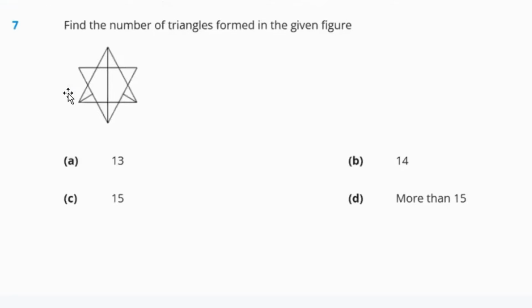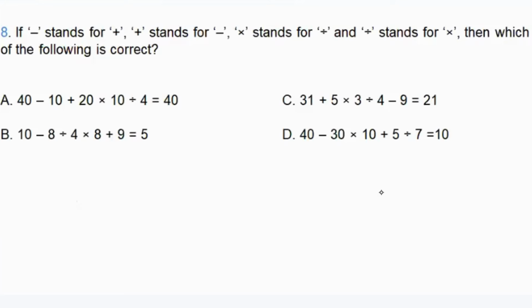Now here, find the number of triangles formed in the given figure. If we are counting the number of triangles, we can see: 1, 2, 3, 4, 5, 6, 7, 8, 9, 10. Okay, these are 10 triangles. Then after that 11, this 12, this 13, this 14, this 15, and this one 16. Okay, so we are getting more than 15. So that's option D, more than 15 is the correct answer.